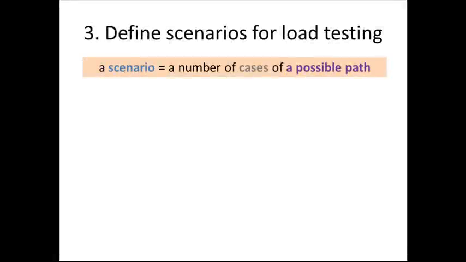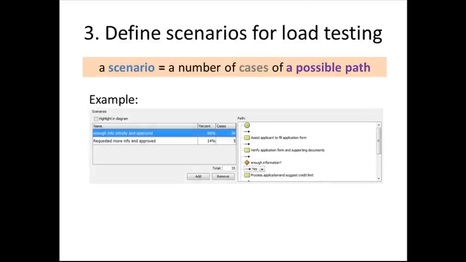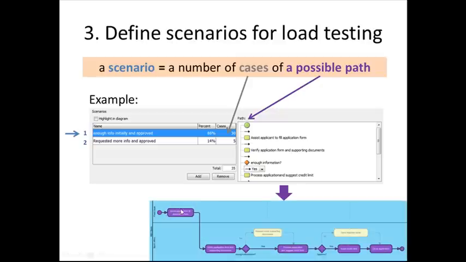In step 3, we define a set of scenarios for load testing. For example, this set is made up of 2 scenarios. What is a scenario? A scenario is defined by a number of possible paths. So what is a path? A path is defined by some combination of tasks and decisions that connect the starting point to the finish point.